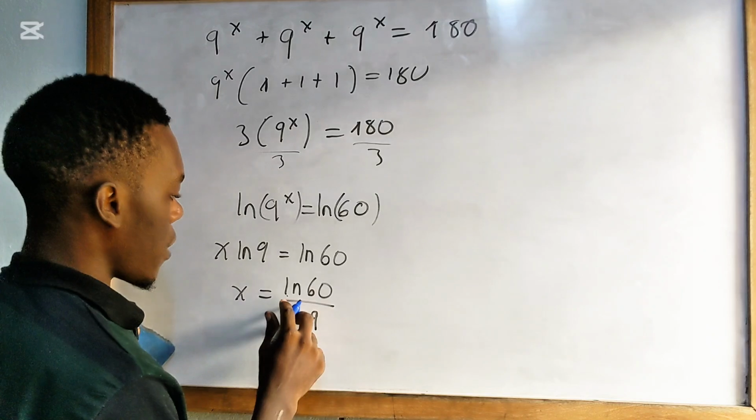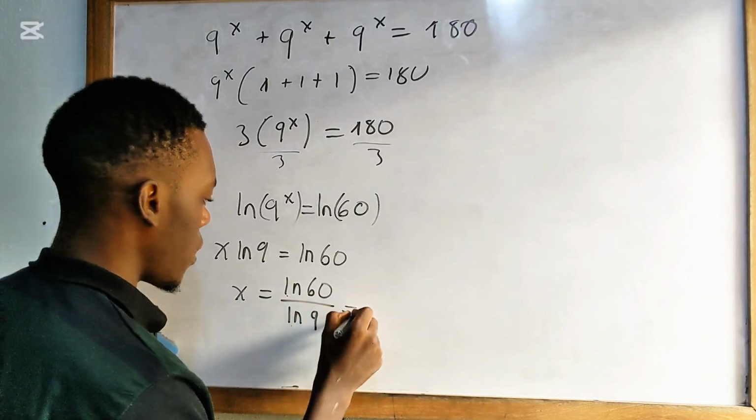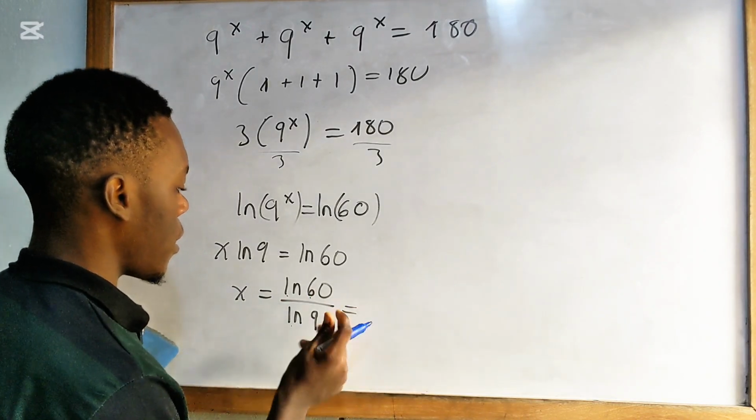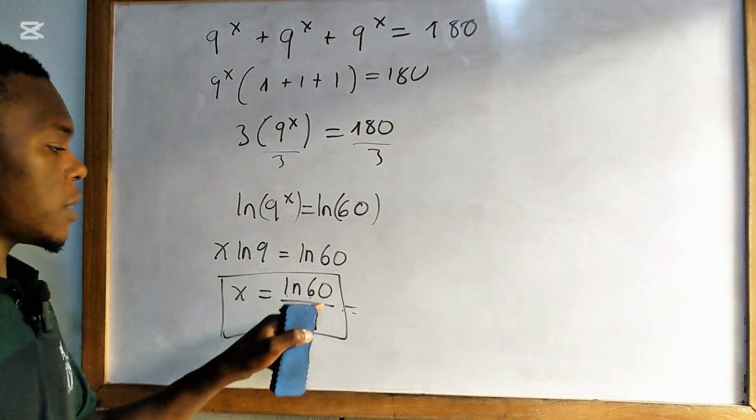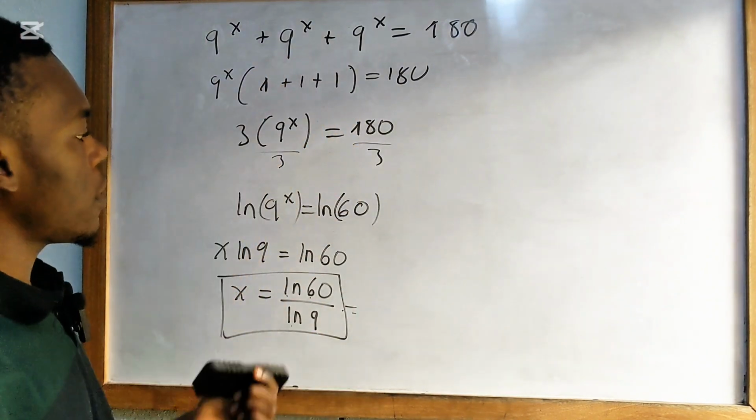answer. Because from here, I don't think there is a way. ln 60 is 6 times 10, but it's still not solvable. We can just end here and say this is our answer. x is equal to ln 60 over ln 9, and that's quite easy in just 3 steps.